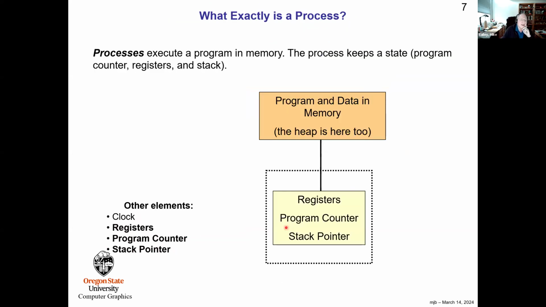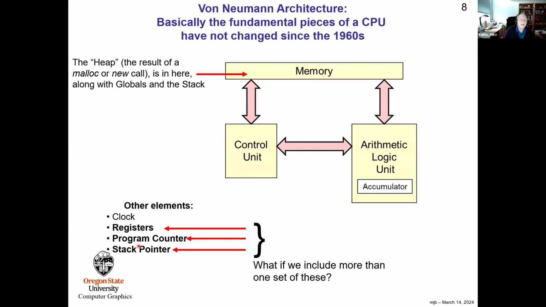All right, so what exactly is a process in a computer? You've got a sense of this if you've taken OS1, but processes execute a program, and the process keeps the state. It knows what the values in the registers are. It knows where the program counter is pointing, where the next instruction is coming from, and it knows where the stack pointer is, local variables, arguments to functions, and so on. Okay, so what if we include more than one set of these?